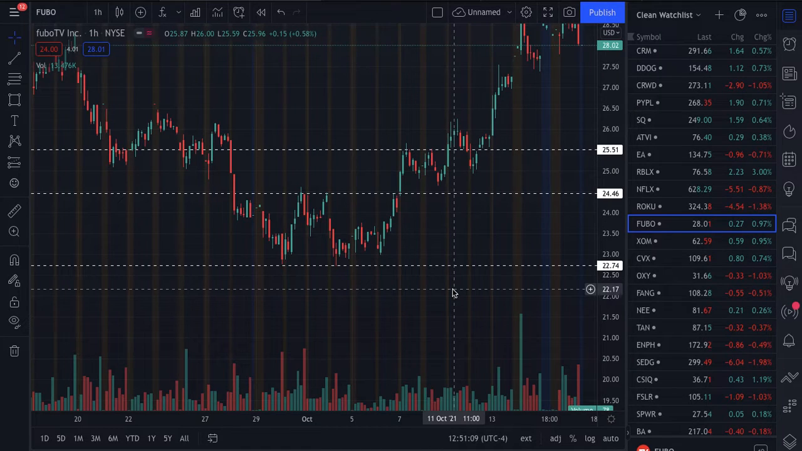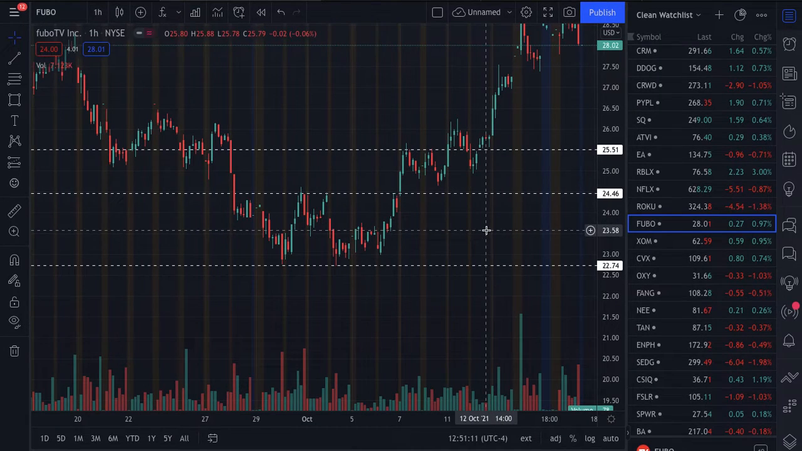Alrighty guys, so in this follow-up video to charting support and resistance, all I'm going to be showing you is looking for volume to come in off of these key levels using the hourly time frame.